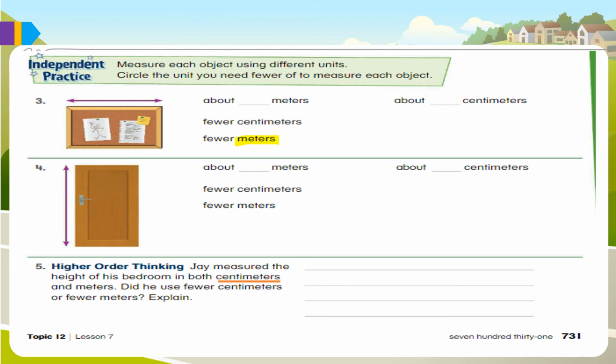Jay measured the height of his bedroom in both centimeters and meters. Did he use fewer, meaning less, centimeters, or fewer meters? So he used centimeters and meters. And which unit did he use fewer? The bigger the unit, the fewer it will be used. So just write here the correct answer.